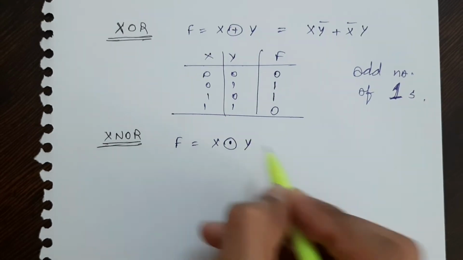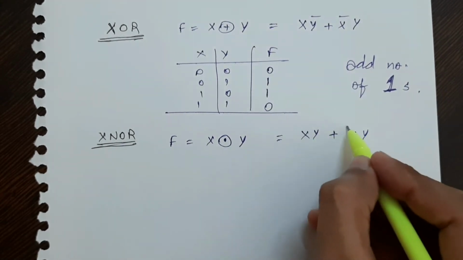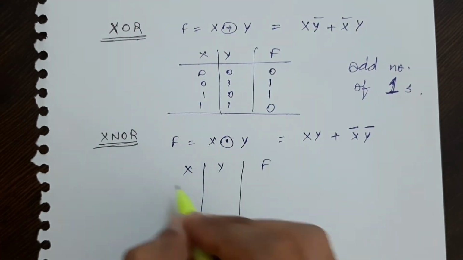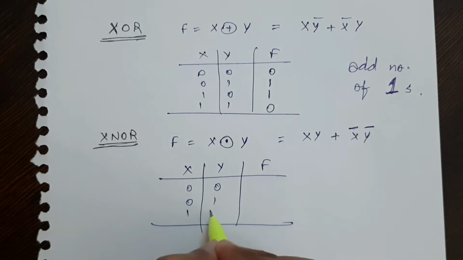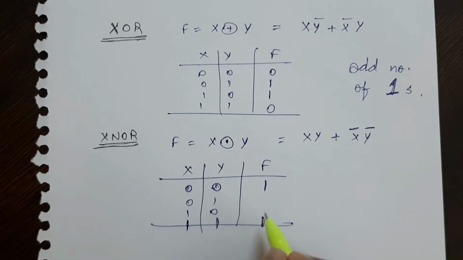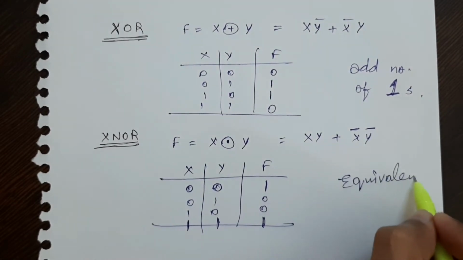XNOR gate expression is given by f is equal to x XNOR y, with the dot covered by a circle. Like in XOR we have plus covered by a circle, so it can be expanded as xy plus x bar y bar. The truth table is x y f output: 00 1, 01 0, 10 0, 11 1. XNOR gate is also called equivalence gate.